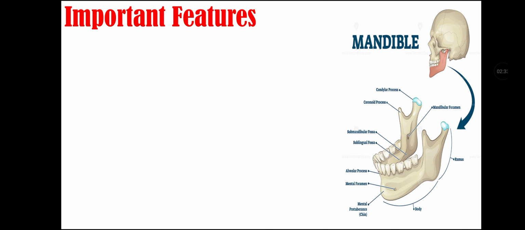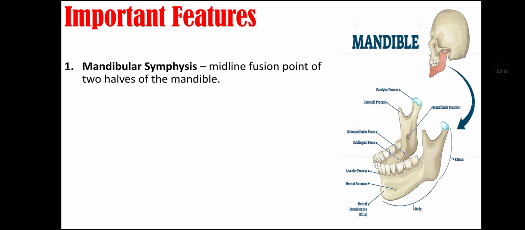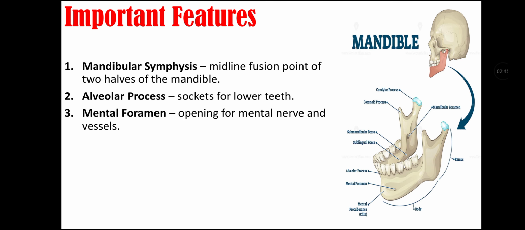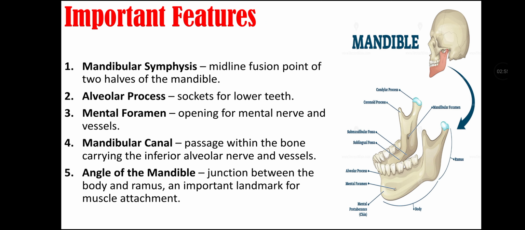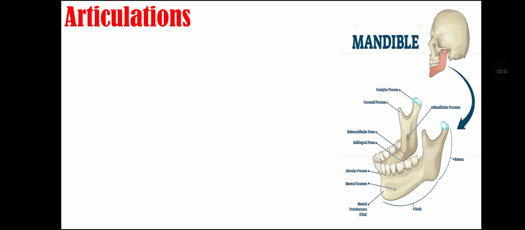Important features of mandible. First is mandibular symphysis, that is the midline fusion point of two halves of mandible. Second is alveolar process, that is sockets for lower teeth. Third is mental foramen, that is opening for mental nerve and vessels. Fourth is mandibular canal, that is a passage within the bone that carries the inferior alveolar nerve and vessel. Fifth is angle of mandible, that is the junction between body and ramus, and it is an important landmark for muscle attachment.